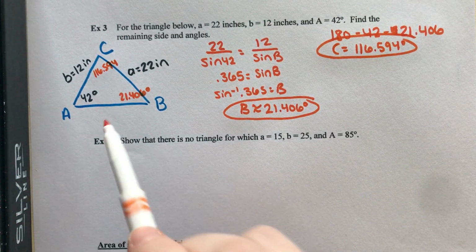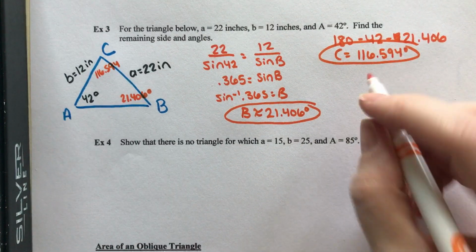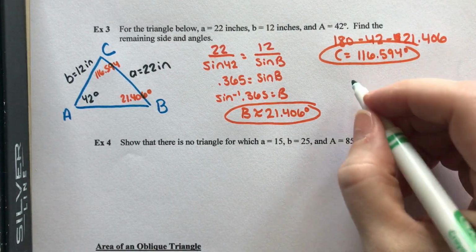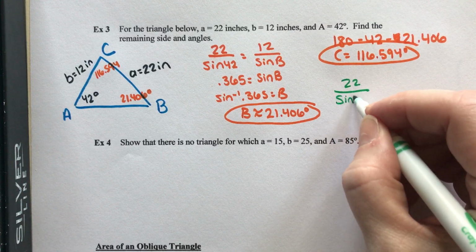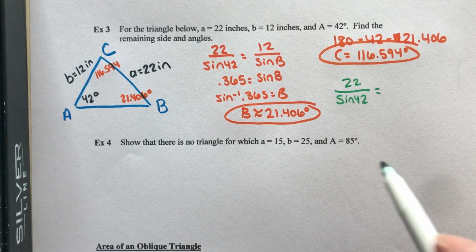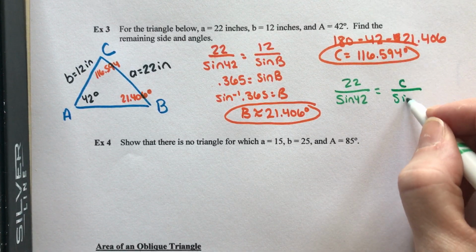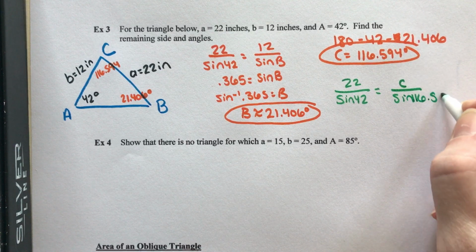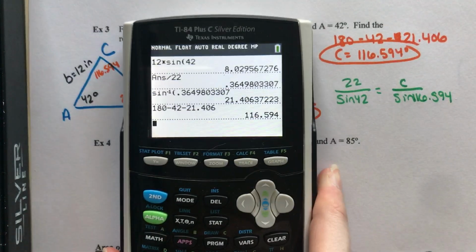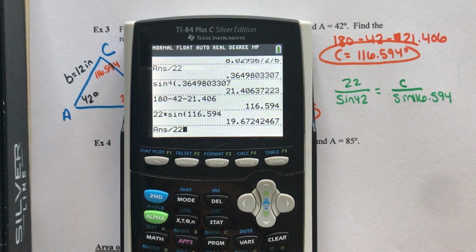Okay, so last step, we got to find little side C. So I'm going to use the combination I started with. I'm going to use A just because I already used it. It's already set up. 22 over the sine of 42. It also makes it easier because if you make a little mistake, you know this one's right because this was a given. So we're looking for C. So side C over the sine of 116.594. I'm going to use my calculator. Just cross multiply. 22 times sine of 116.594. Press enter. Divide by 22.